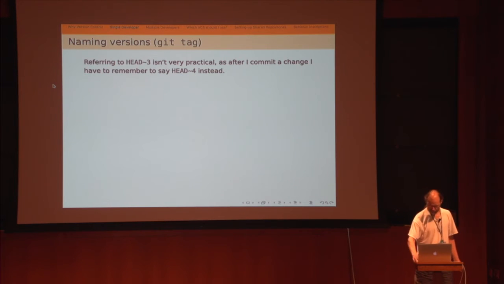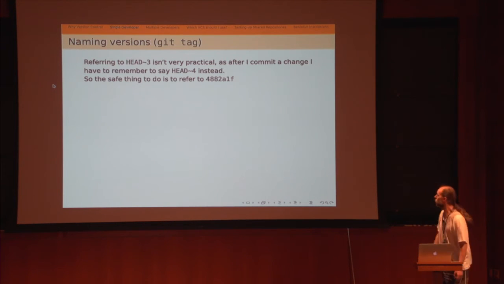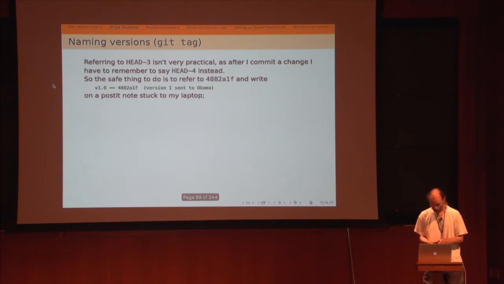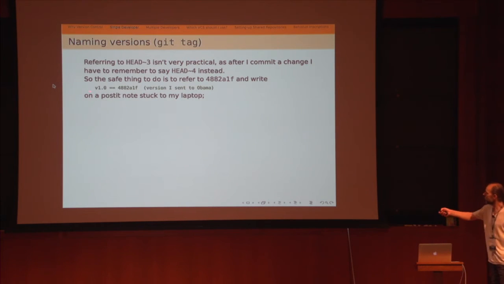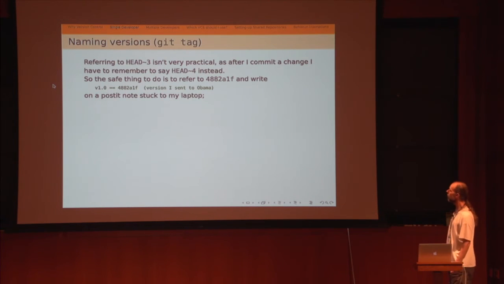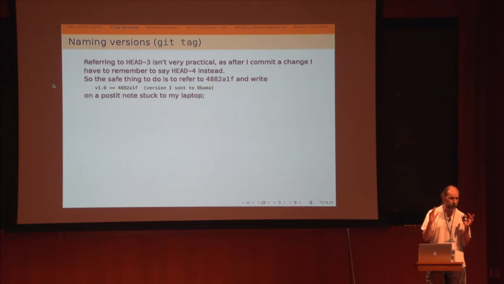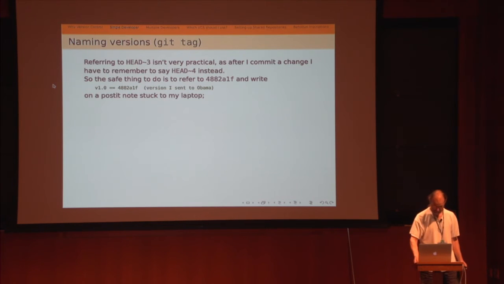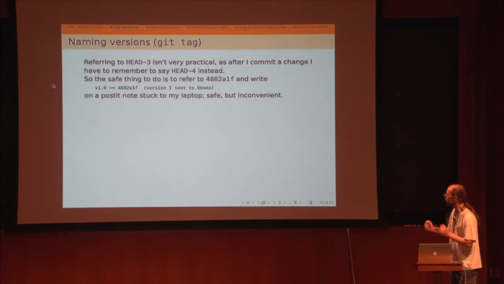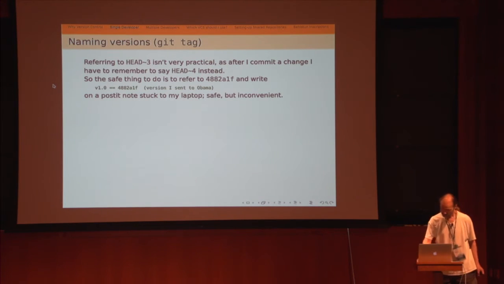So how do you work around that? Well, the traditional thing to do is to refer to 4882A1F, but that gets old very fast. So you make a post-it note, which says the version 1.0, which I sent to all my collaborators as a tarball, and I sent to Obama apparently, was 4882A1F. So I put that on my laptop, and if I don't lose that, then I can figure out which version went to Obama. Safe, totally safe, but somewhat impractical.